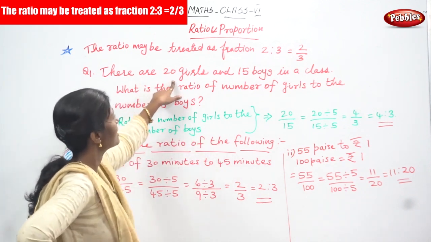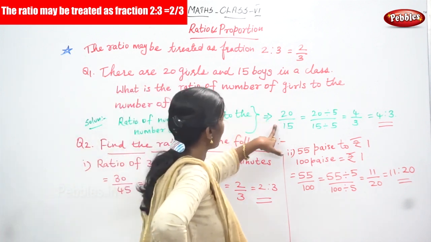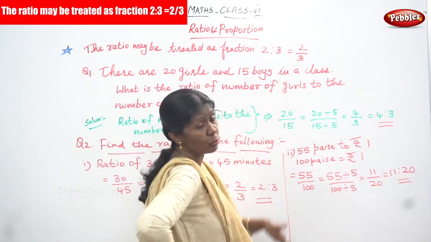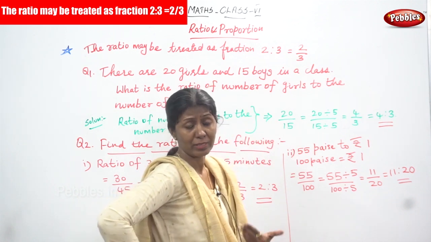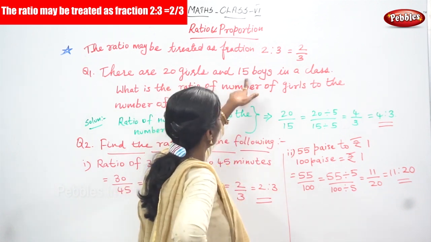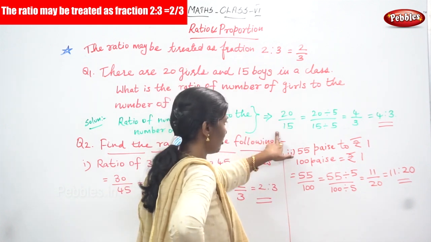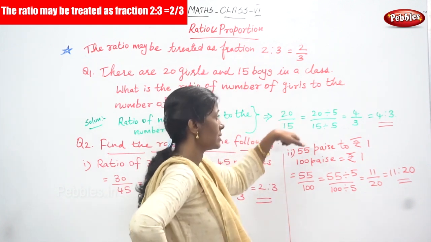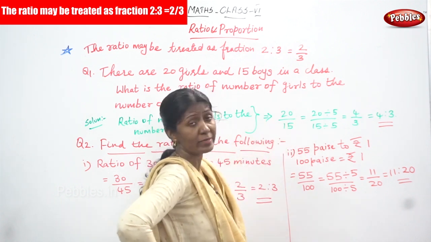So how many girls? 20 girls. Ratio means, as I told you, the comparison by division. Comparison by division is called ratio. There are 20 girls and 15 boys, so that is 20 divided by 15. You have to simplify this division, otherwise you can call it a fraction.